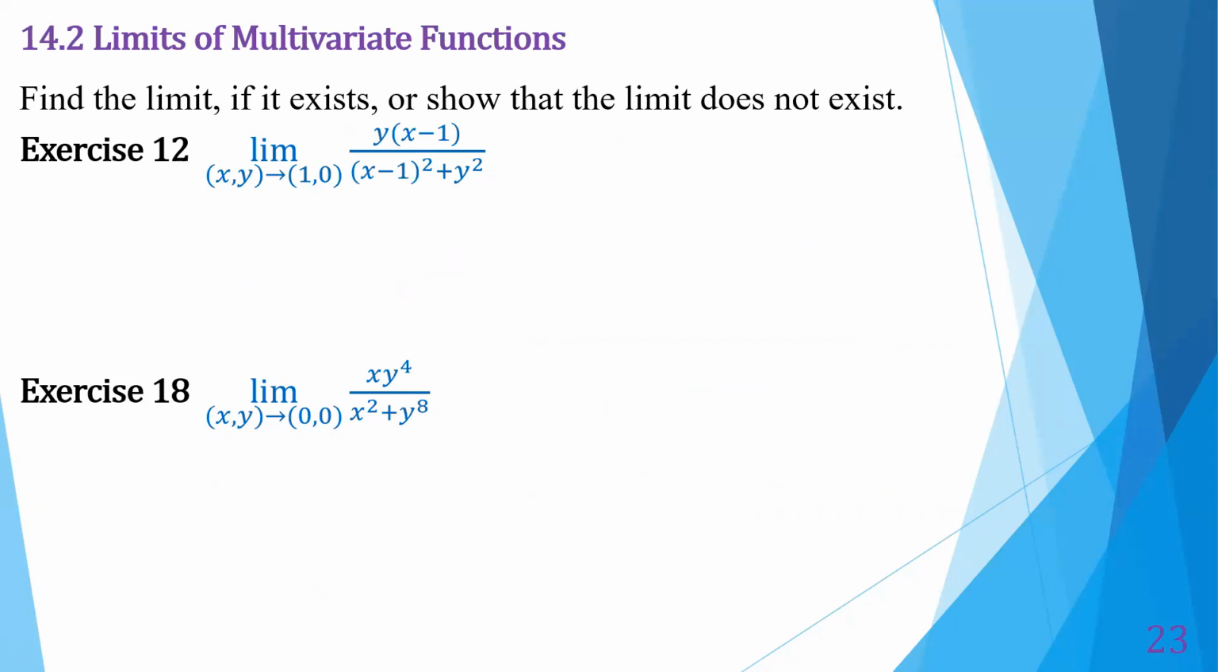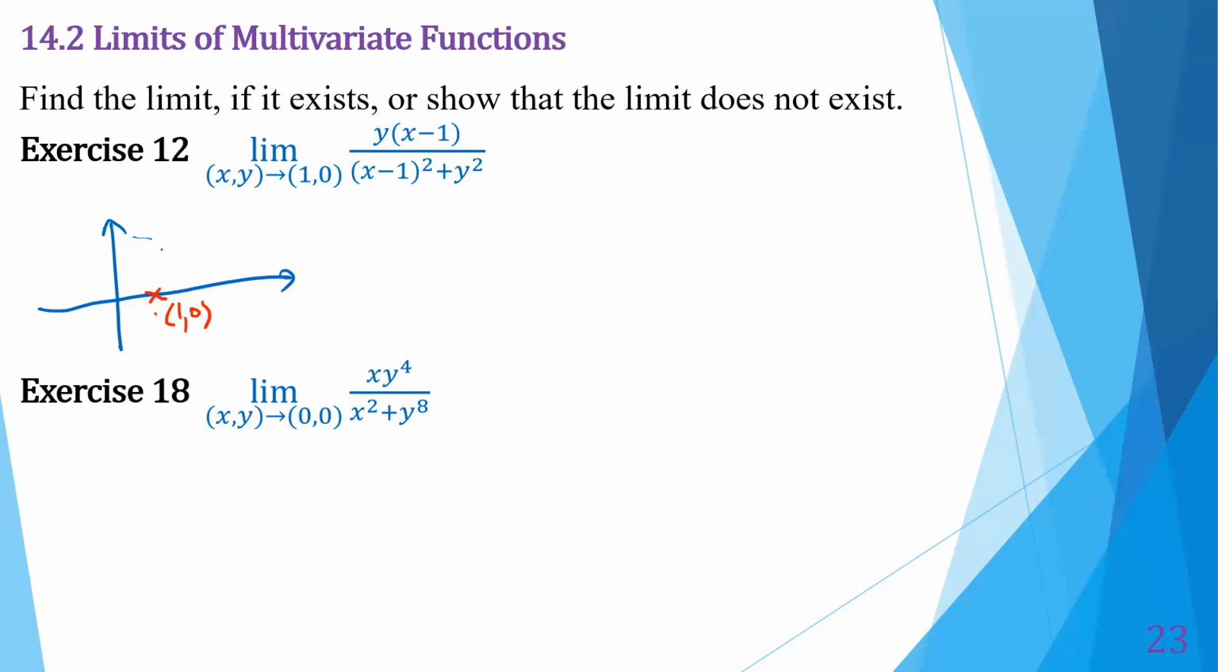We are approaching the point (1, 0). So this point is here. So this is the point (1, 0). How to approach this point? To approach this point, this limit will not exist, so we have to choose paths.